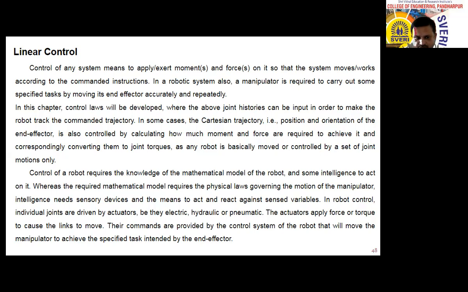In robot control, individual joints are driven by actuators, be they electric, hydraulic, or pneumatic. The actuators apply force or torque to cause the links to move. Their commands are provided by the control system of the robot that will move the manipulator to achieve the specified task intended by the end effector.